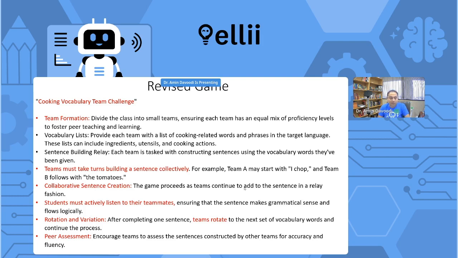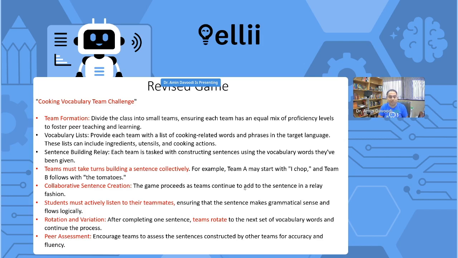Look at the next one, collaborative sentence creation. The game proceeds as teams continue to add to the sentence in a relay fashion. Students must actively listen to their teammates, so it promotes listening and participating in group discussion. Look at the next one, very interesting, rotation and variation. After completing one sentence, teams rotate to the next set of vocabulary words and continue the process, so each of them gets a chance to practice all the words.